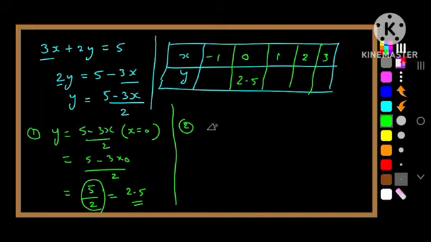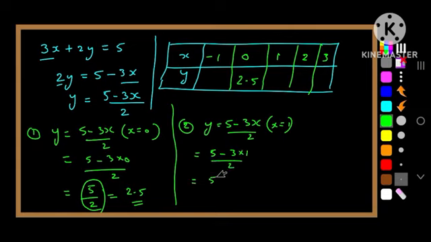Next solve for the other values. So the other value is, let us take 1. y is equal to 5 minus 3x by 2. So x is equal to 1. So I'll take 5 minus 3 into 1 by 2. 5 minus 3 by 2. 5 minus 3 is 2 by 2. So 2 by 2 is nothing but 1. So I'll get 1.